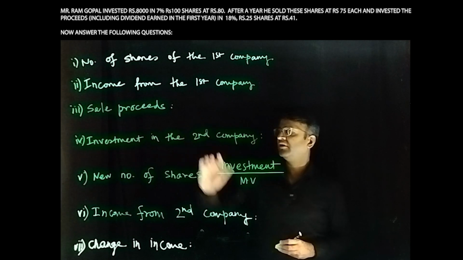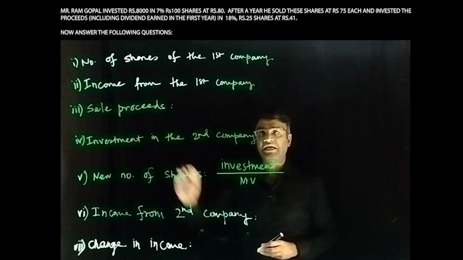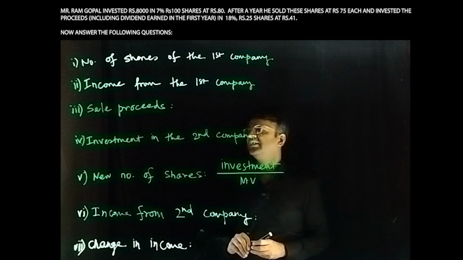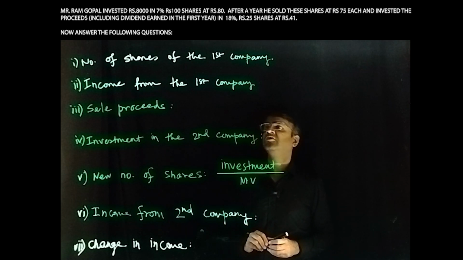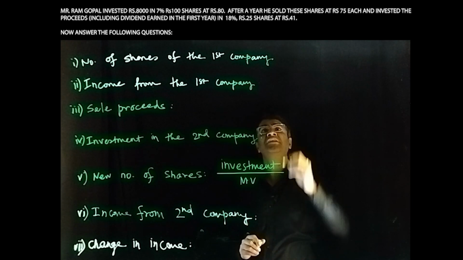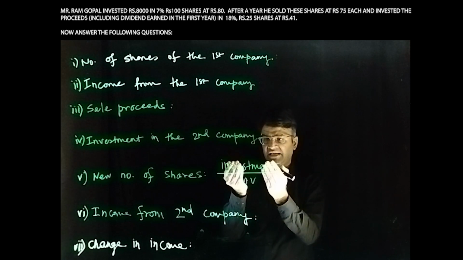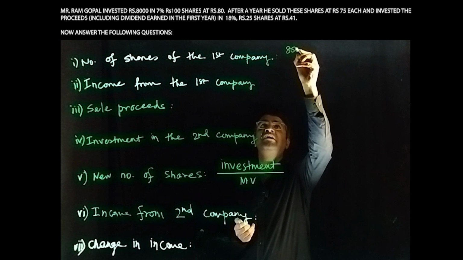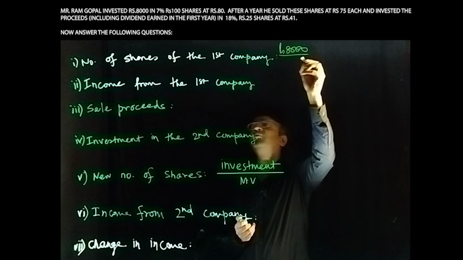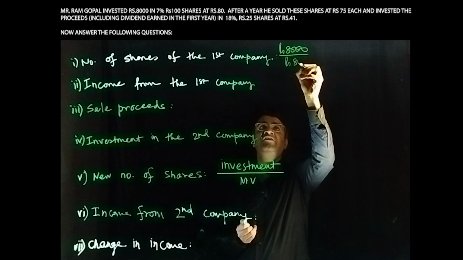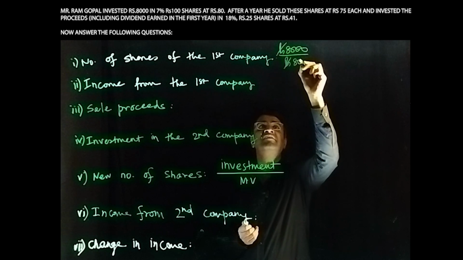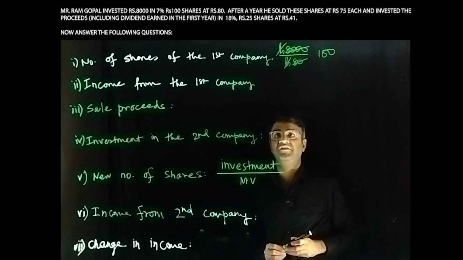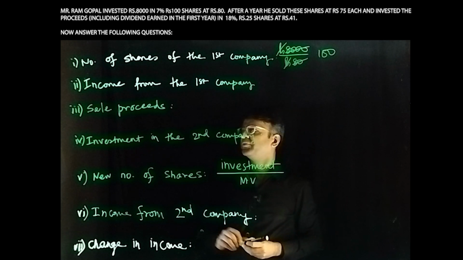Okay, we will focus more on part 3 and part 4 and even in part 5. Let's start with part 1. It says the number of shares of the first company. How do you find the number of shares? Investment by market value. The investment is rupees 8,000 and market value per share is rupees 80. Rupees gets cancelled. So this person has 100 shares of the first company.